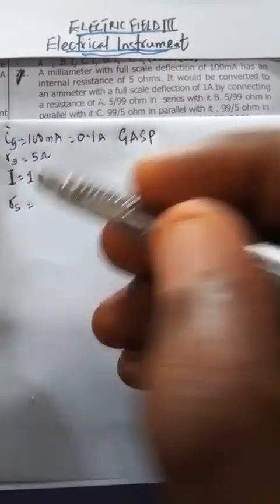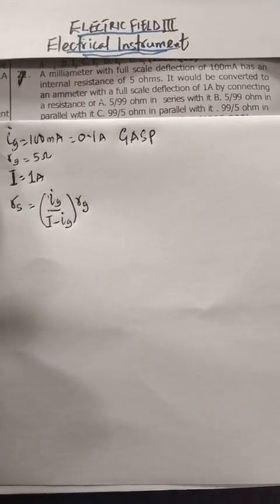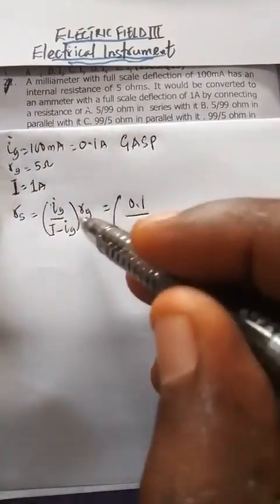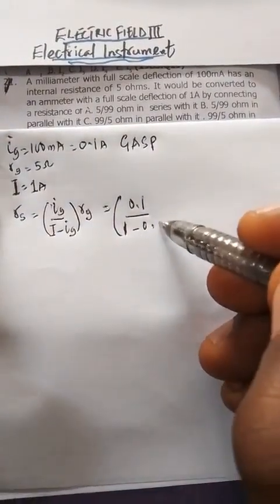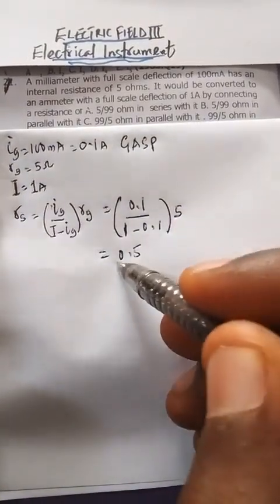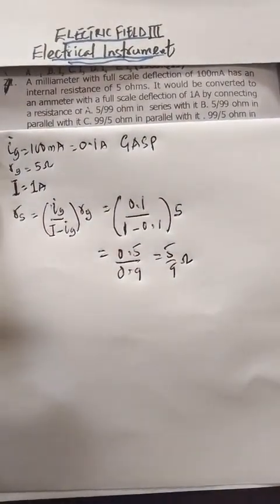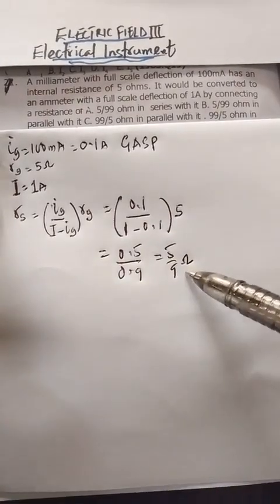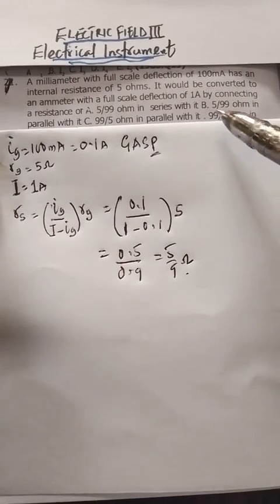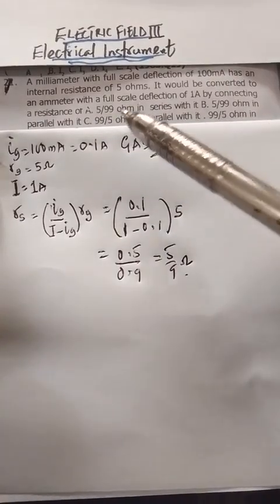If you recall, the shunt resistance formula is this. Now let's input the values. Ig is 0.1, then I minus Ig is 1 minus 0.1, then Rg is 5. So this will give me 0.5 divided by 0.9, and that's 5 over 9 ohms. So we need a shunt with resistance 5 over 9 ohms in parallel. Option A, 5 over 99, no. Not in series, 5 over 99 ohms in parallel with it. So that will be the answer.